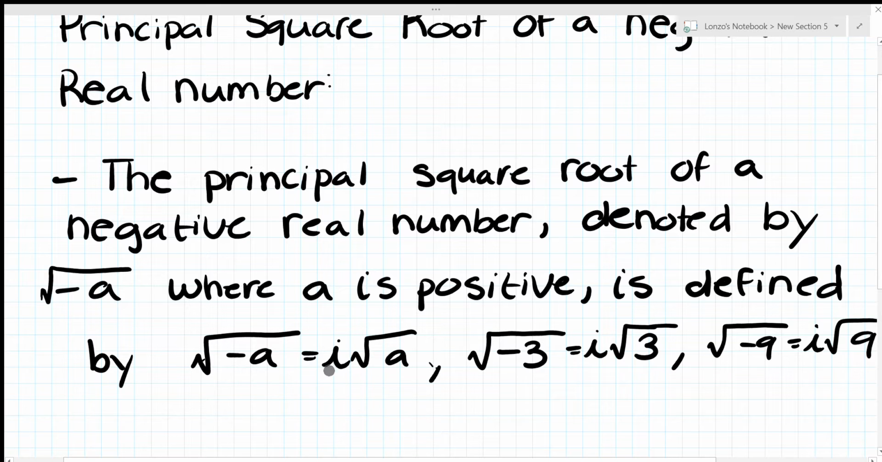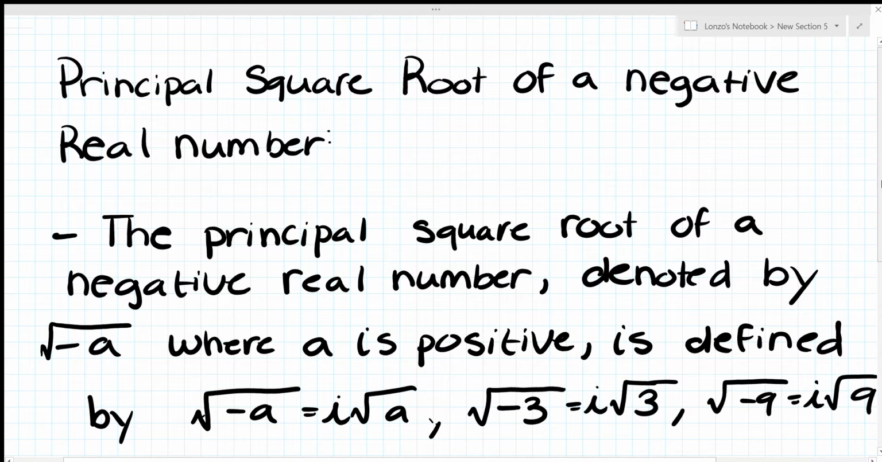So what you do is you factor out an i. That negative becomes an i. You factor that out, so it's going to be i times the square root of 8. The same thing with the square root of negative 3. You can't have that negative, so you just factor out an i. So no negatives inside the radicand, factor out an i.